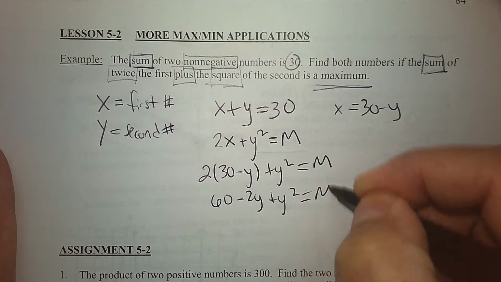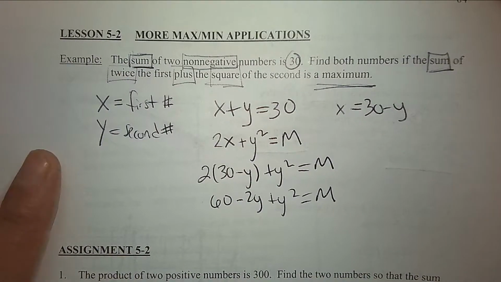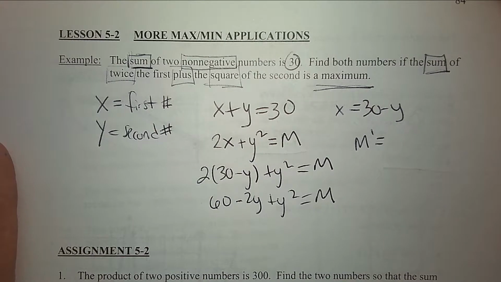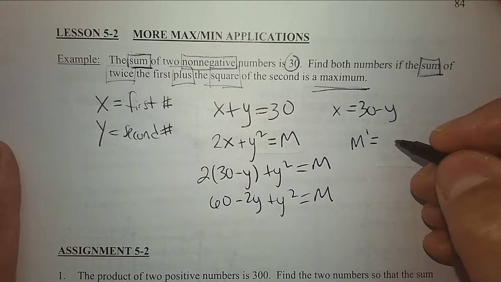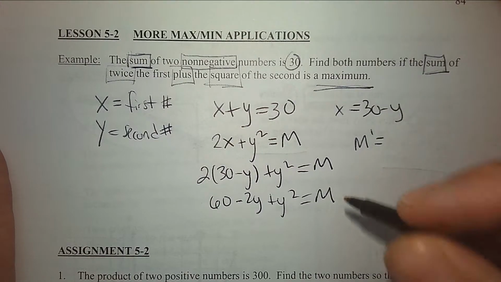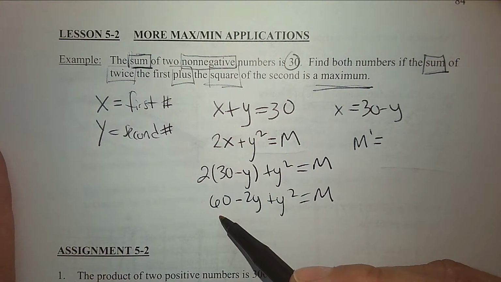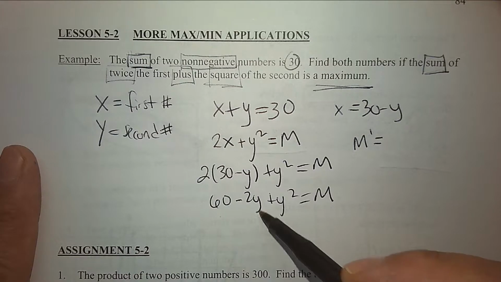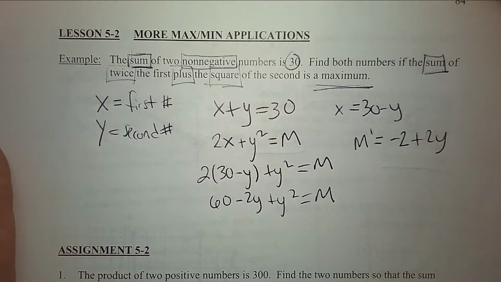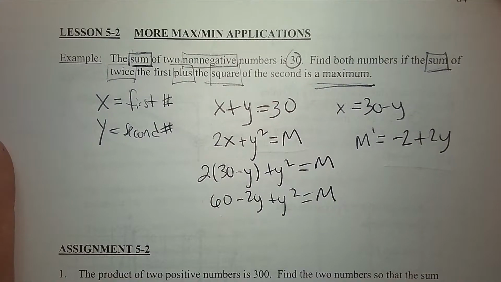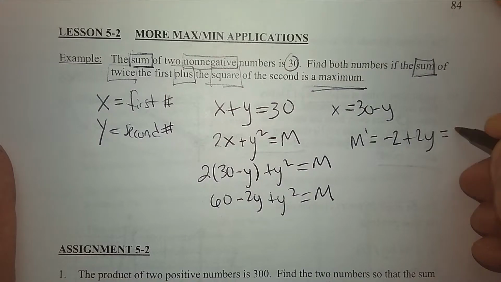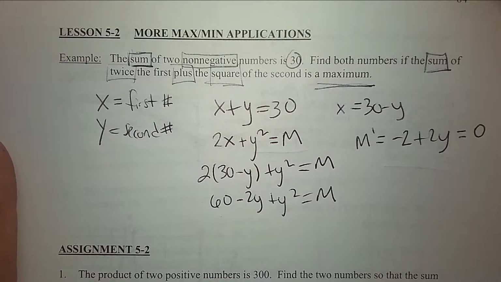Okay, now can we take the derivative? Tell me what m prime equals. Yes, I agree. But if I went in order, that feels confusing in my brain. The derivative of 60 is 0. The derivative of negative 2y is negative 2, and the derivative of y squared is 2y. So yes, you're right. For some reason, I just wanted to go in order. And then you're going to make it equal to 0. Y equals 1.